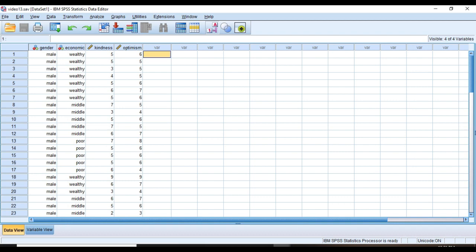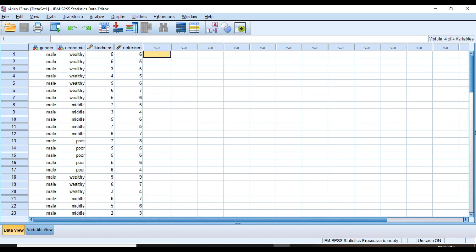Today we're going to conduct a multivariate analysis of variance in SPSS. This test is used when we have two independent variables, both of which contain at least two levels, and a series of dependent variables.